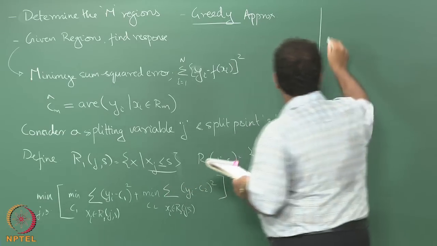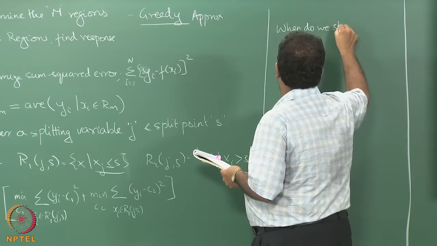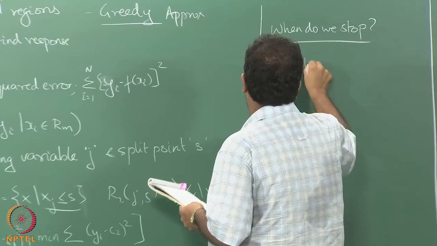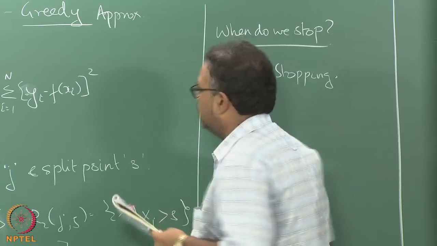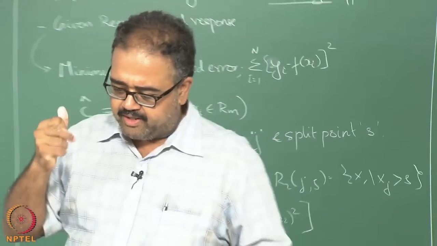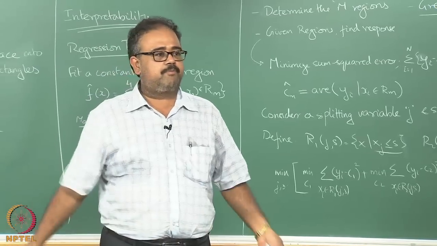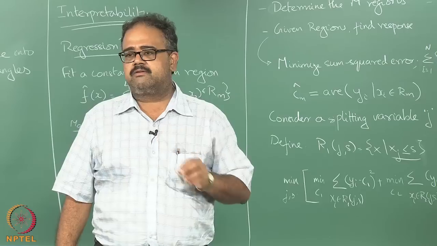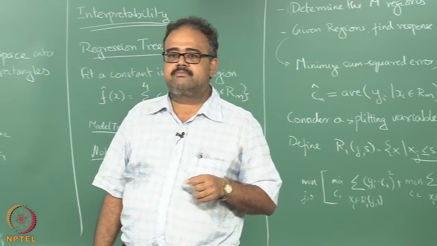Great. But anyway, so the question is, when do we stop? Okay. So there is one technique called early stopping, where you say that, hey, I am considering all of these regions, all of the split points, but the amount of improvement I get in my error is very small, and therefore I stop.